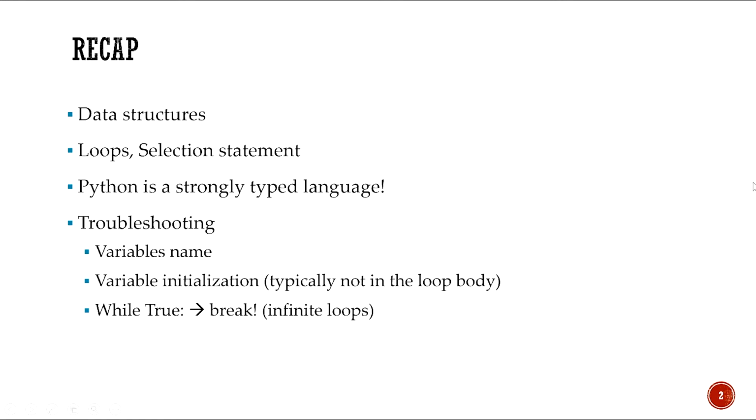The other item that we should check is the variable initialization. When we define a variable, we always initialize it. We assign a value. And we typically do that outside of a loop body. Also, under while loops, when we have while true, because the condition here is true, we need to have a break statement. Otherwise, we run into infinite loops. It means that it never stops.